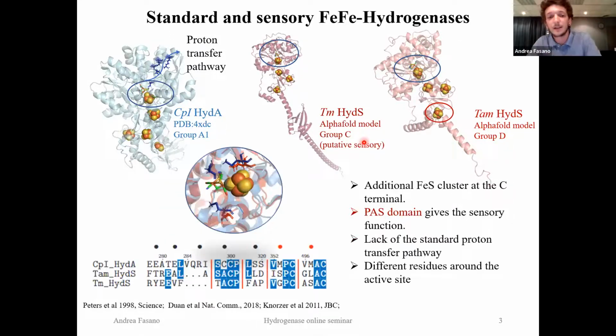Another important difference between IDS and IDA relates to the proton transfer pathway, which is a chain of very conserved residues in standard hydrogenases that drives protons towards and away from the active site, and which is completely lacking in IDS enzymes. This means that this class of enzymes has to have a completely different chain of amino acids to transfer protons towards the active site, which is still unknown. Moreover, there are two very conserved methionines close to the active site of standard hydrogenases that are again replaced by other residues in IDAS enzymes. In the particular case of this enzyme, we have a serine and a leucine in place of these methionines.